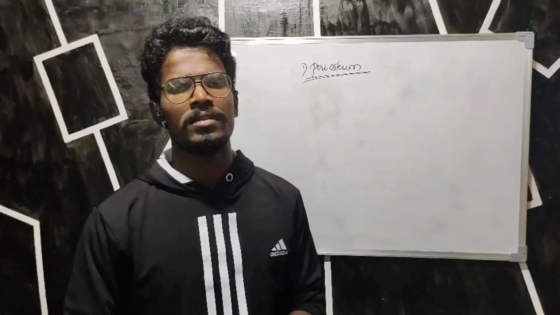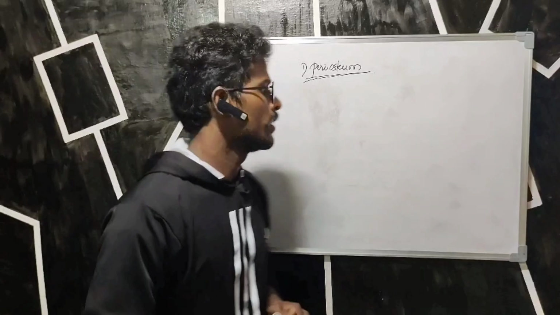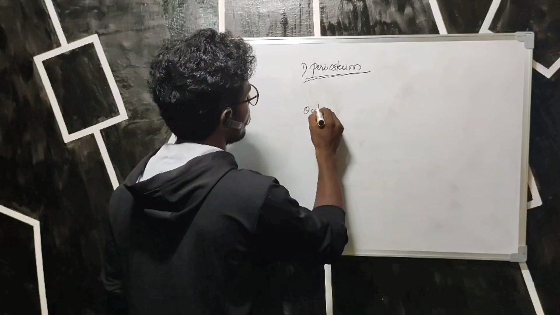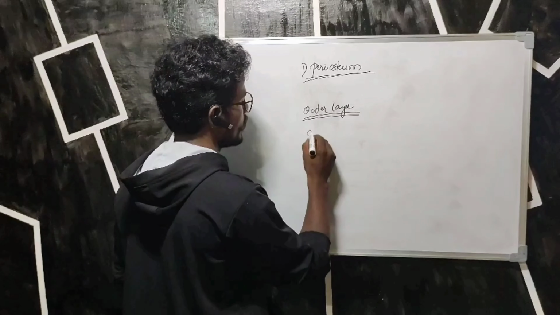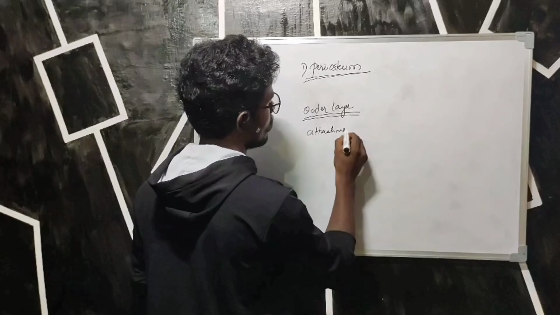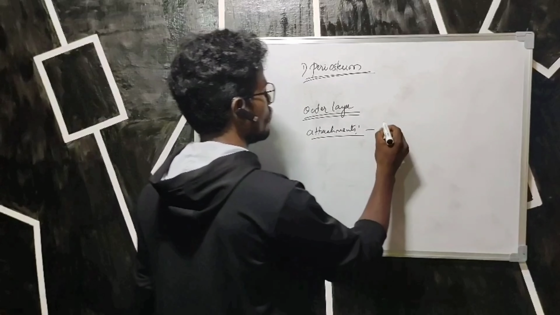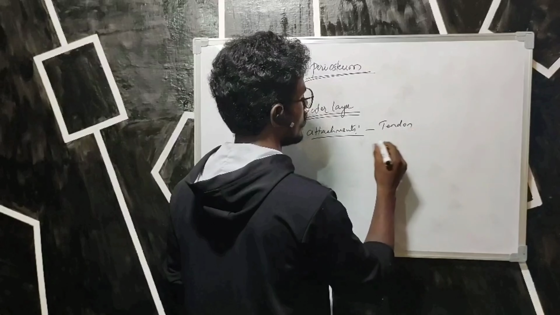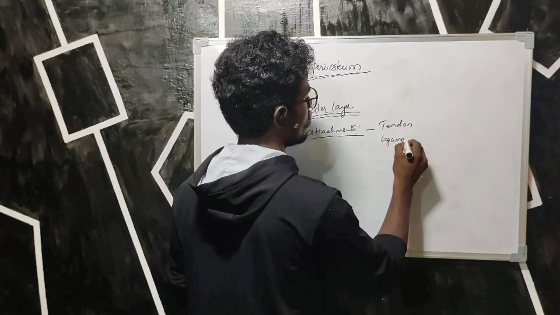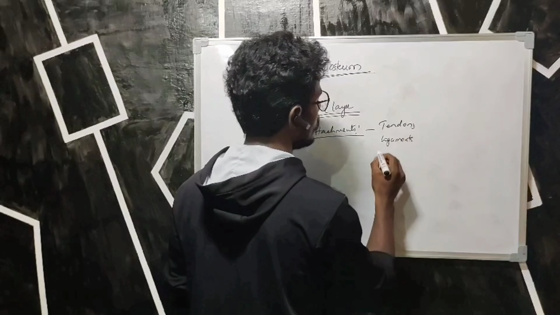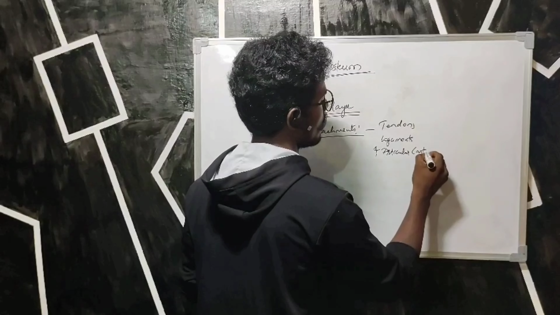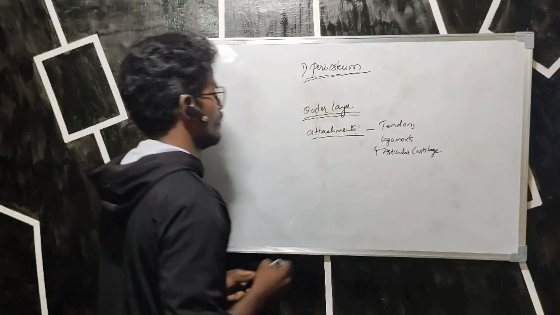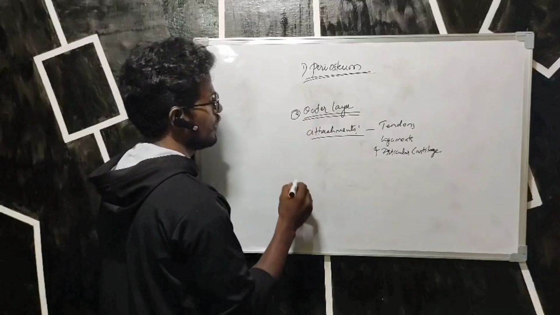Again, periosteum has two layers within it, an inner layer and an outer layer. So the outer layer is responsible for attachment. Attachment of tendon, attachment of ligament, and your articular cartilage. So that is about the outer layer.